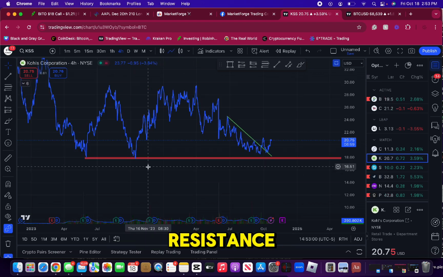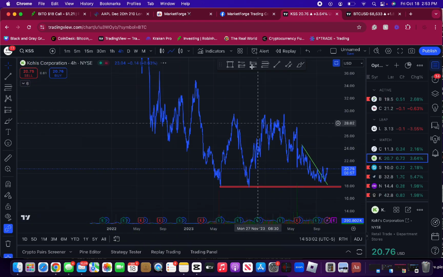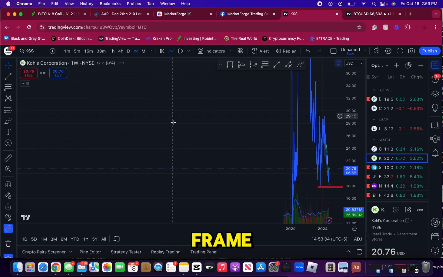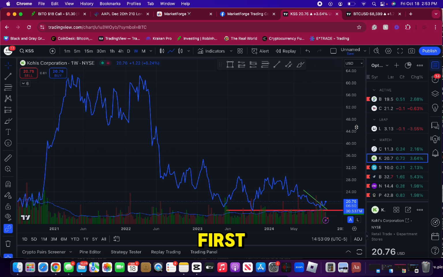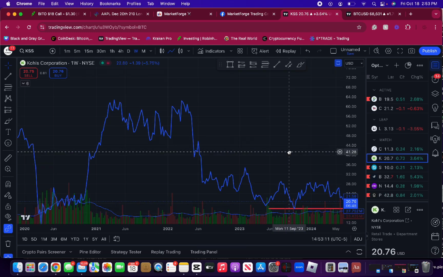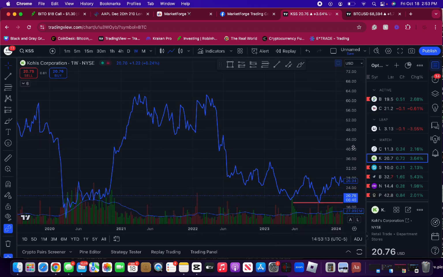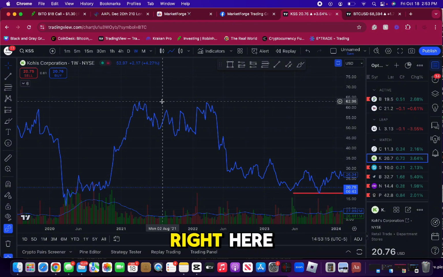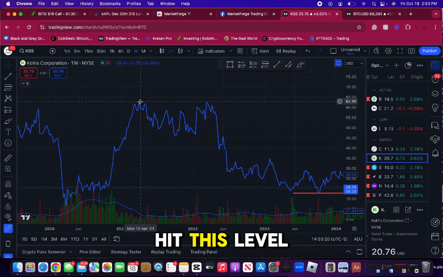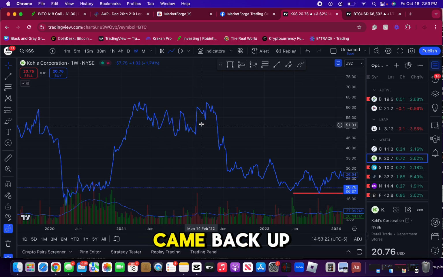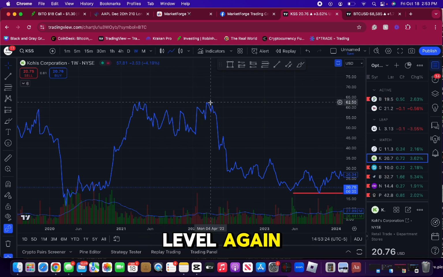Anyways, support and resistance can be found on any time frame. I'll look at the weekly chart first. Right here. You can see that price came up, hit this level, came back down, came back up, hit the same level again.